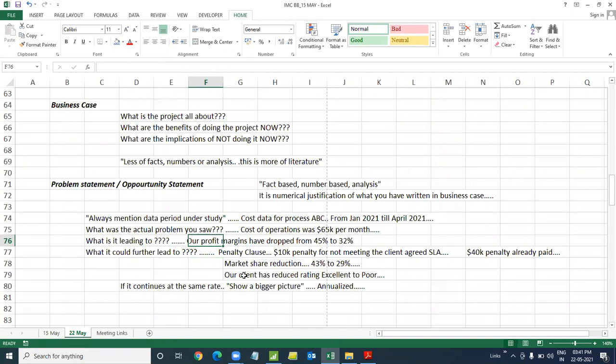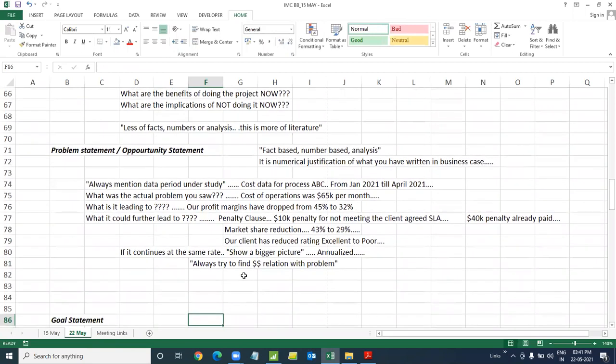Money is the language your management will understand. So it's always important. Remember this: whether you're talking about quality, production, or whatever the problem may be, always try to find the money relation with the problem, because that's the language they understand. Now, once you've done this, read your problem statement carefully, because unfortunately, the biggest mistake, never do this.